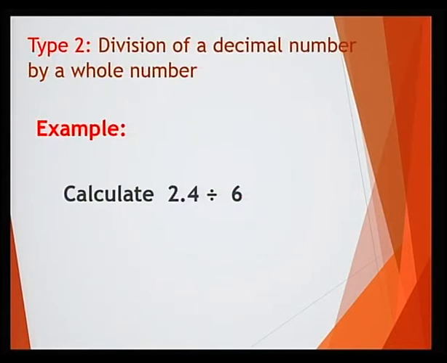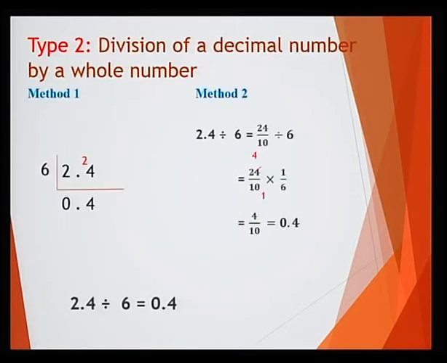Let us consider this example. Calculate 2.4 divided by 6. So we have two methods. Method 1, where I have to divide 2.4 by 6. So 2 divided by 6, I cannot. 0, I put the 2 here. 24 divided by 6, 4. The decimal point will be just under the decimal point.